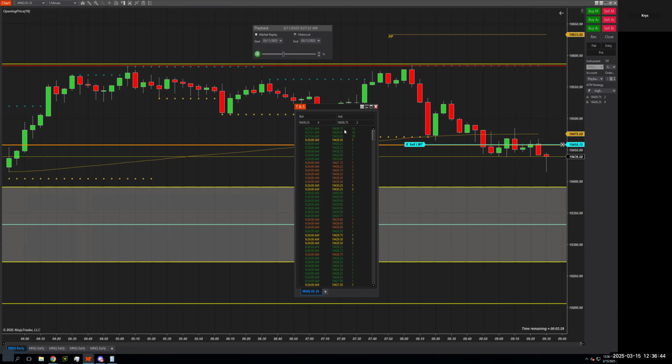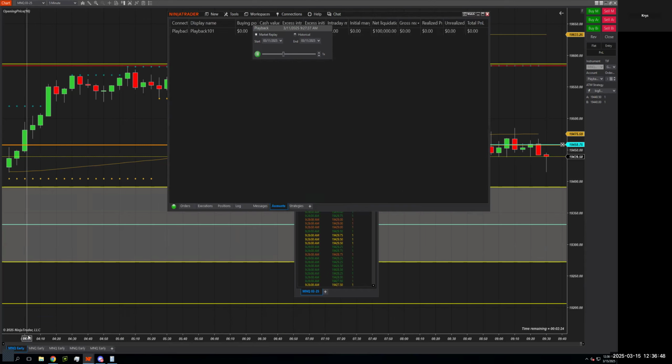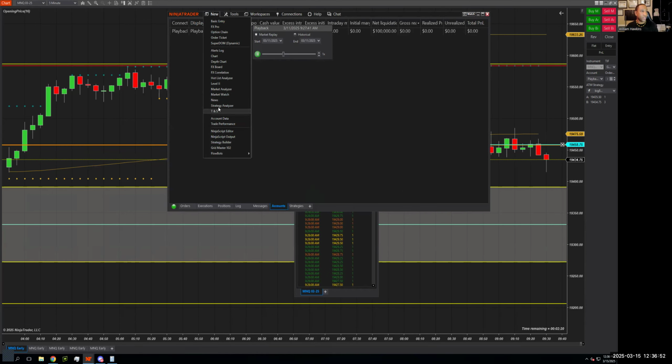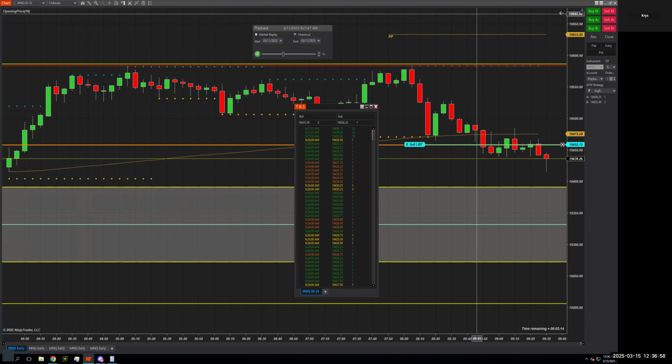Can you show me how to get there one more time? Yeah. TNS. You pull up your control center, go to new, right there between strategy analyzer, TNS. Oh, okay, got it.